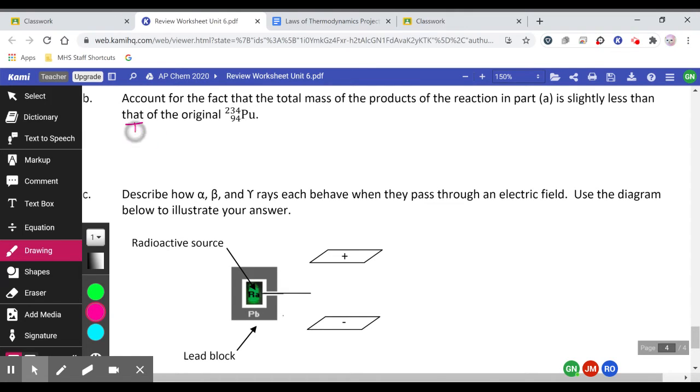Okay, so let's write, this is my answer. I have the missing amount of mass, which we've been calling the mass defect, right? Mass deficiency.